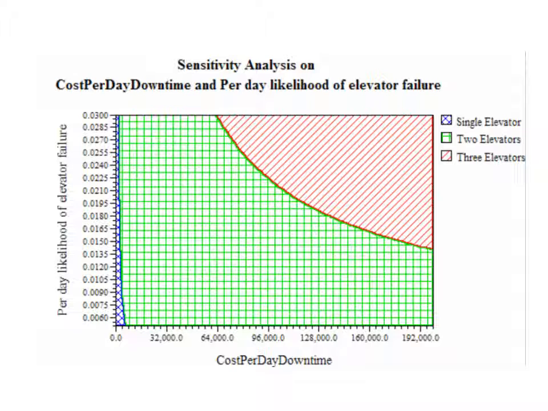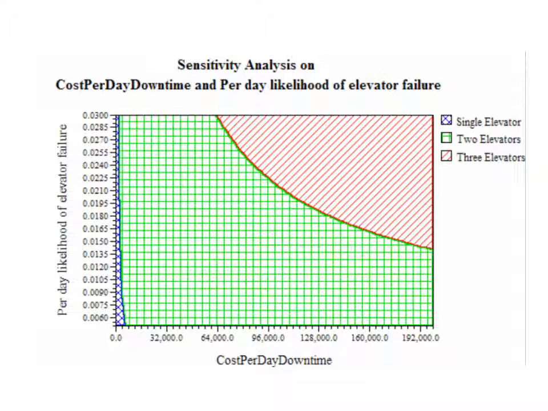In our case it was 30%, so we would be way up on the y-axis beyond what's shown here. And the cost per day of downtime, ours was 10,000, and this is showing from 0 all the way up to basically 200,000. And the colors, or at least the patterns, indicate which choice is optimal, which choice has the lowest expected value. So the blue region would be combinations of per day likelihood and per day downtime costs that would make it optimal to choose the single elevator.